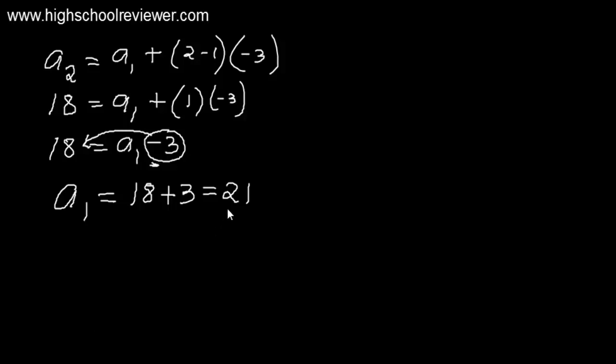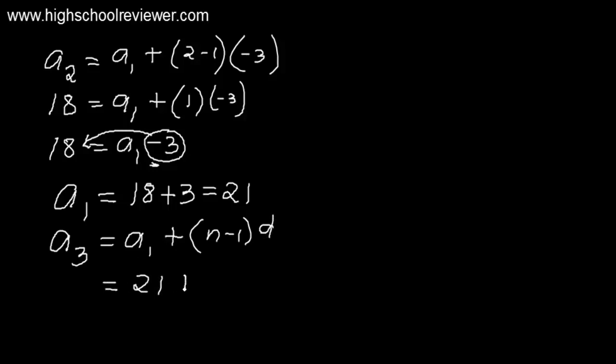Okay, since a sub 1 has a value now, this will be easier for us to find for the third term. Our third term will be a sub 3 equals a sub 1 plus n minus 1 multiplied by d. So we now have a value for a sub 1 that is 21, plus our n here is positive 3. 3 minus 1 multiplied by d, which is now negative 3.